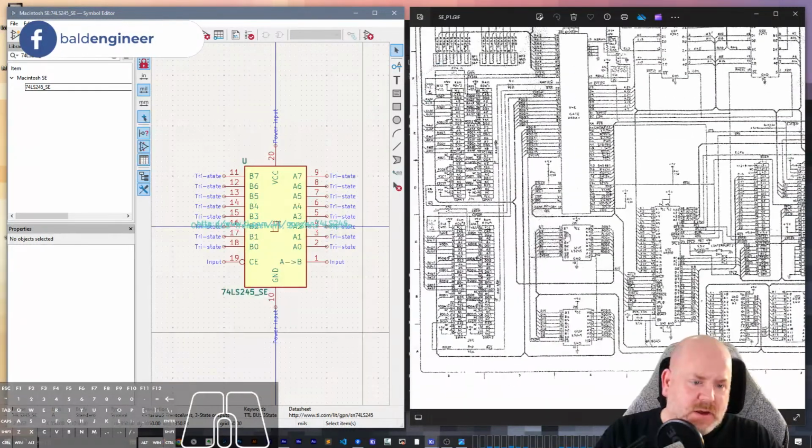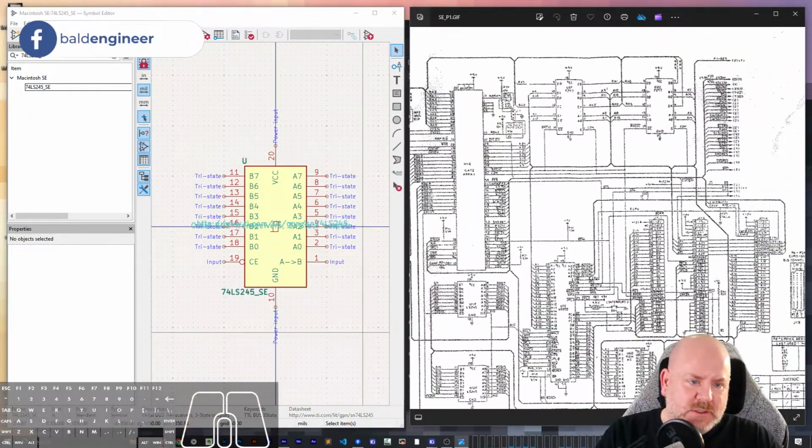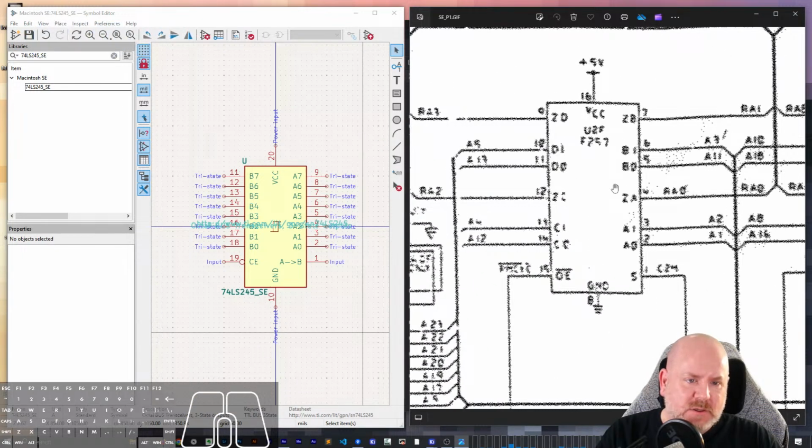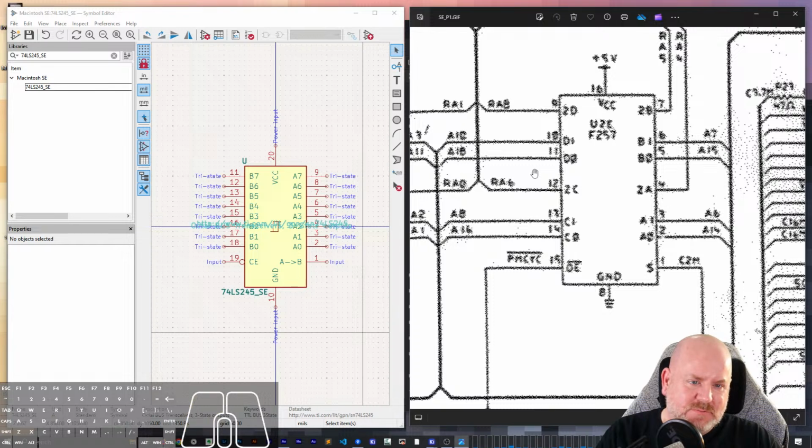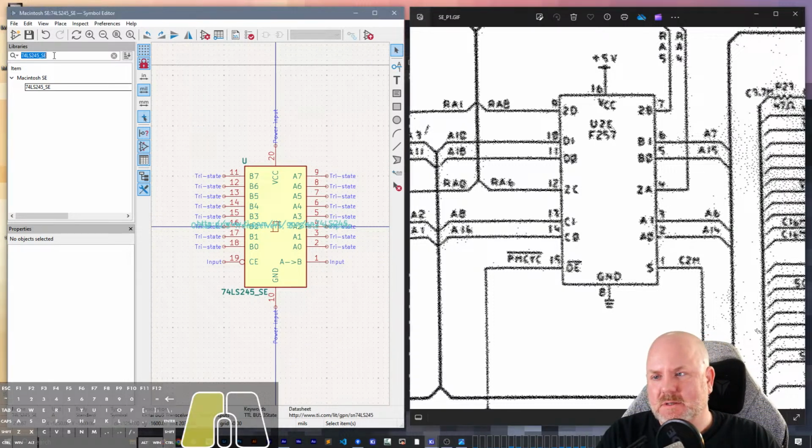Okay, so now those 3 or 4 are done. What do we got up here? This looks like an F257. So I wonder if that's a 74F257.